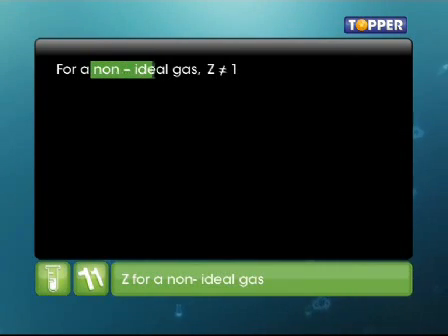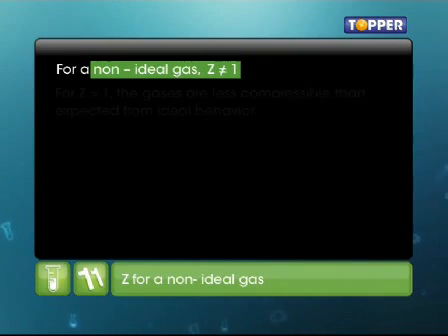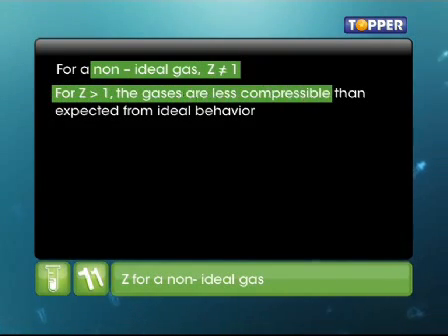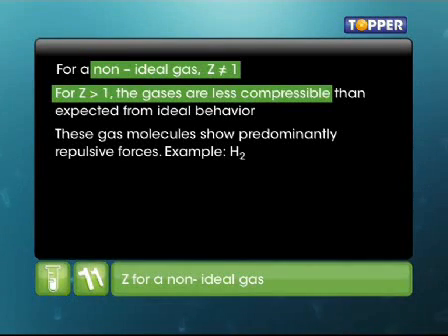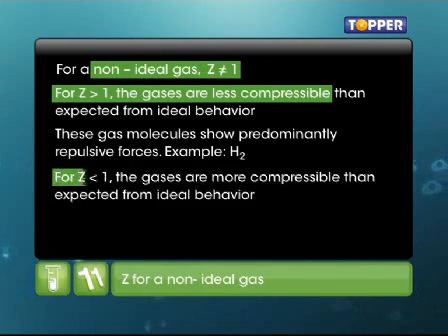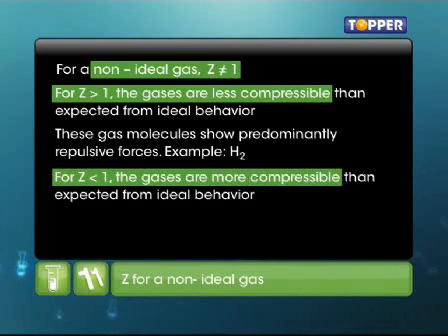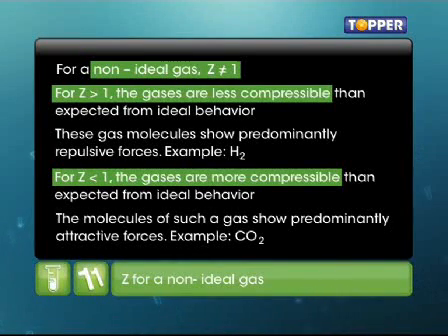Values of Z for a non-ideal gas. For a gas with Z greater than 1, the molecules occupy more volume than the volume of the ideal gas. These gas molecules have repulsive forces. An example of such a gas would be hydrogen, H2. For a gas with Z less than 1, the molecules occupy less volume than an ideal gas. The molecules of such a gas would have high attractive forces. An example of such a gas would be carbon dioxide.